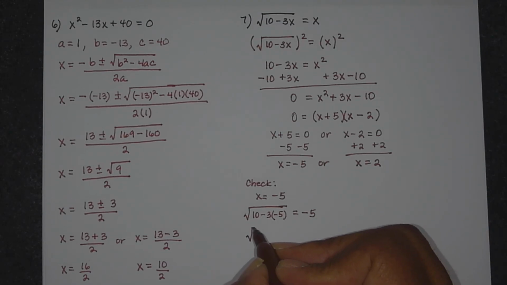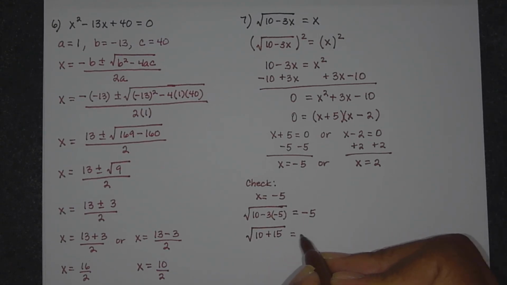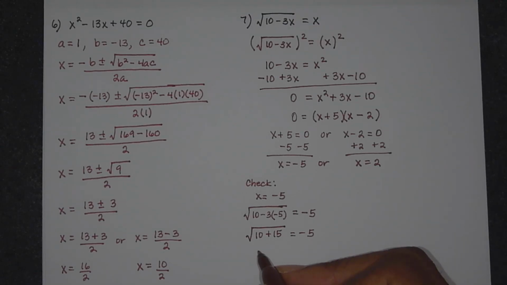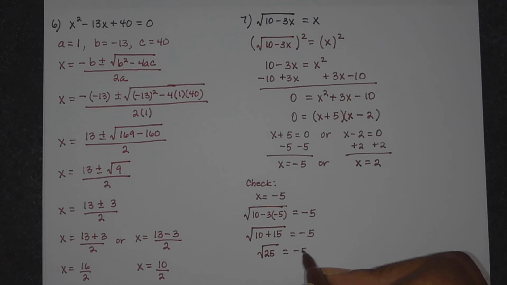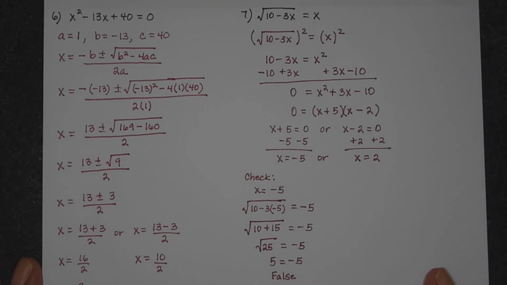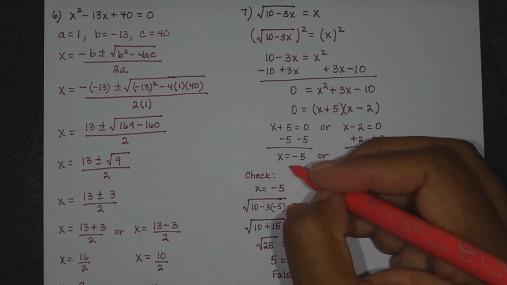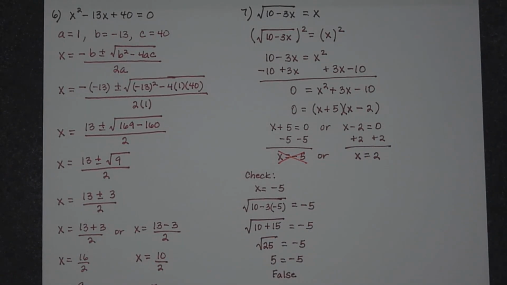Well, let's simplify what's underneath that square root symbol. Minus 3 times a negative 5 will be plus 15. What's 10 plus 15? 25. And what's the square root of 25? Does 5 equal negative 5? In this case, it doesn't. So here I have a false statement. So that means x equals negative 5 is what we call an extraneous solution, so I can cross that out.